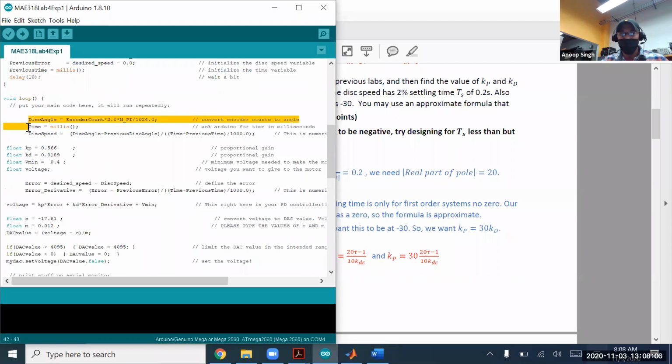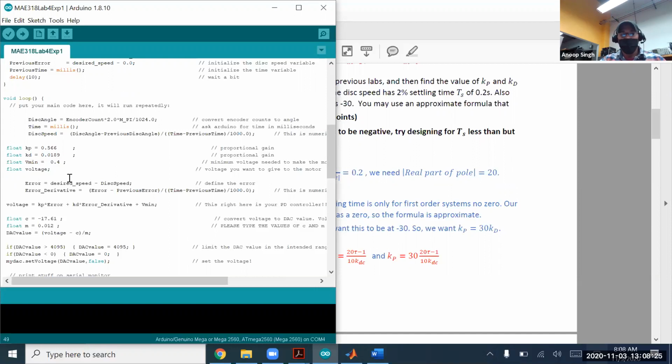We first find the disk angle and time, and we calculate the disk speed. And this is where I have already put the value of Kp I calculated and the value of Kd I calculated. This is, by the way, the minimum voltage, and we'll need it too. So minimum voltage will make the motor just move.